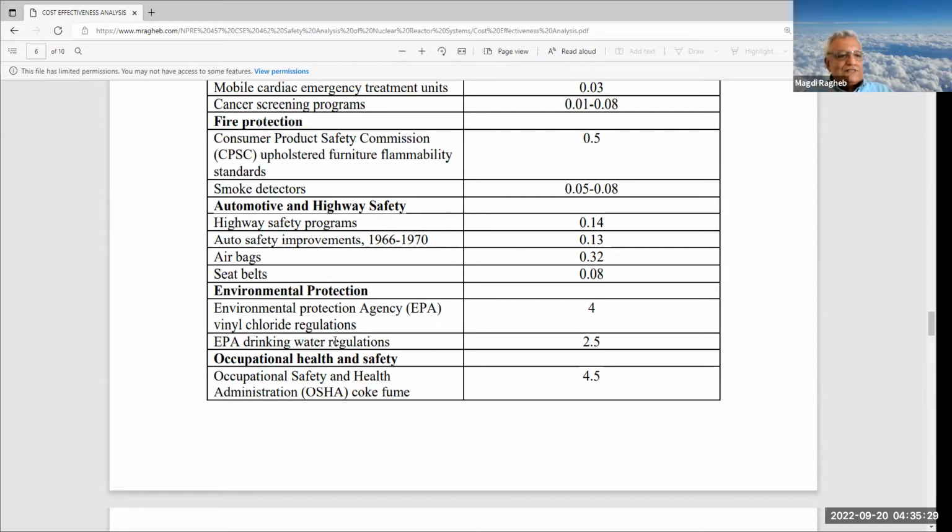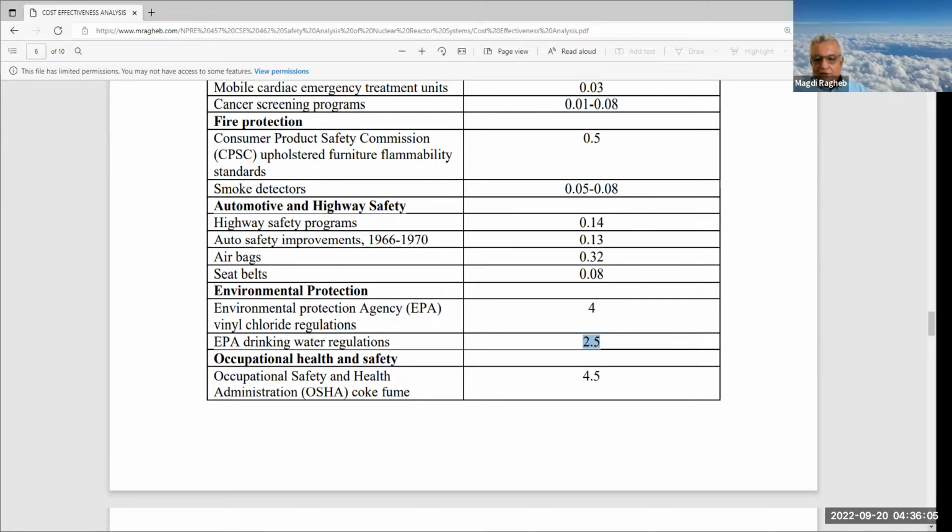Environmental Protection Agency vinyl chloride regulation. Vinyl chloride can cause cancers, and at some point the bottles that were used for Coke, and when you buy Coke, for instance, or water, that vinyl chloride basically ends up in our bodies and can cause some cancers. In fact, the cost-benefit ratio is $4 million per life saved. The drinking water regulations is $2.5 million per life saved.